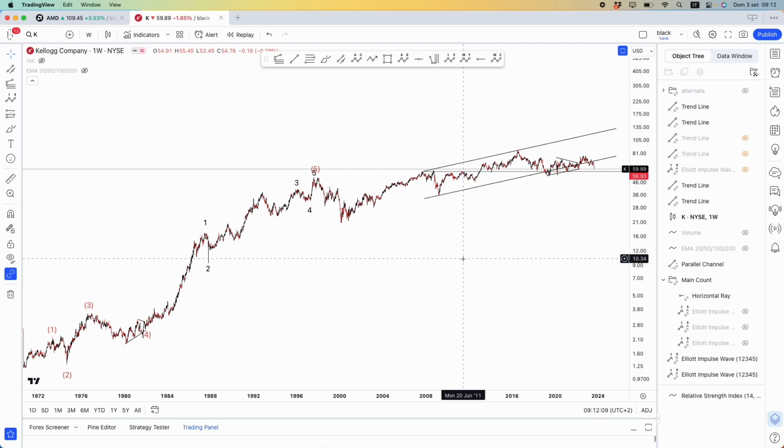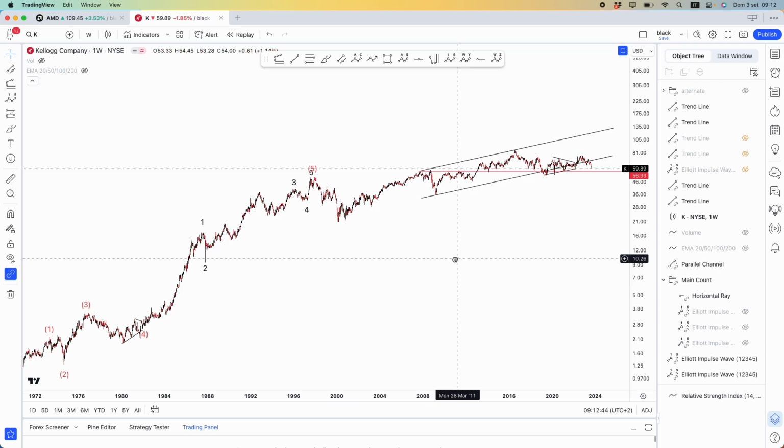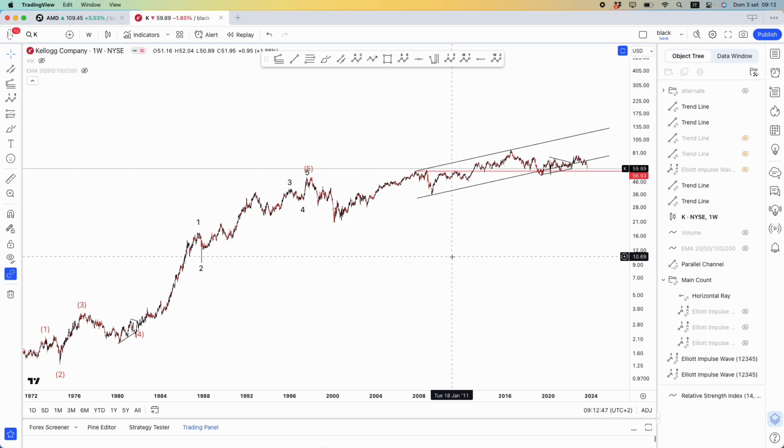Full disclaimer, I'm not a financial advisor. If you're seeking financial advice, please consult a professional. But I do care to say that I do own Kellogg's in my dividend growth portfolio, but that's not to say that because I do, you should also own it as well. So enough been said, let's just dive into the count.